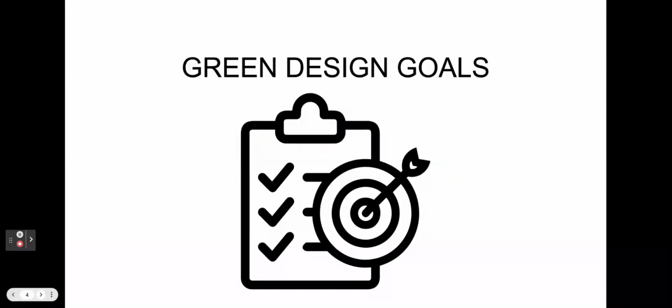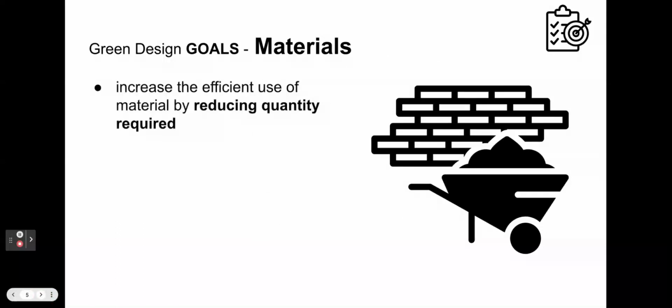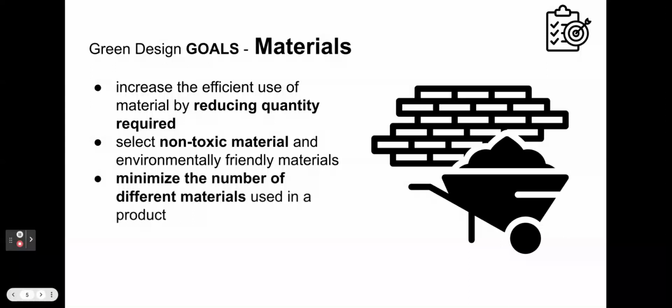So the goals of green design, and a lot of this is a bit repetitive, but there are a number of goals of green design that you should be able to articulate. So the first one, there are goals to do with materials. As we've talked about, there is reducing the quantity of materials, making sure the materials aren't toxic, and minimizing the number of different materials. The more your product is made out of one material, the easier it is for that product to be recycled at end of life. And it's also generally easier to join that material together.